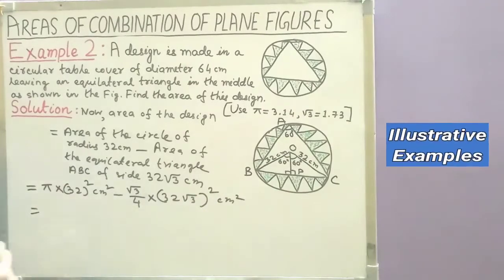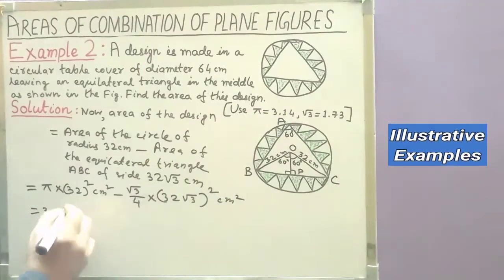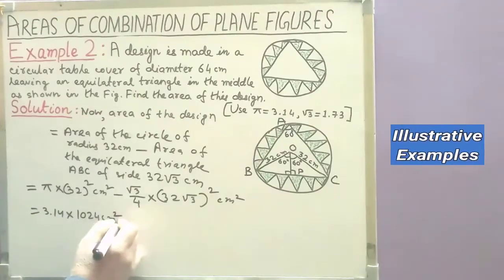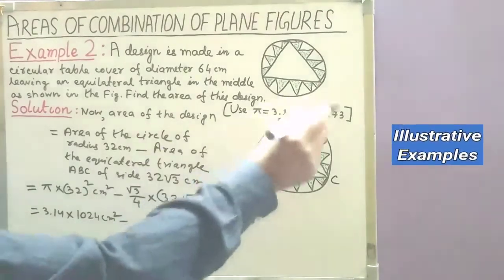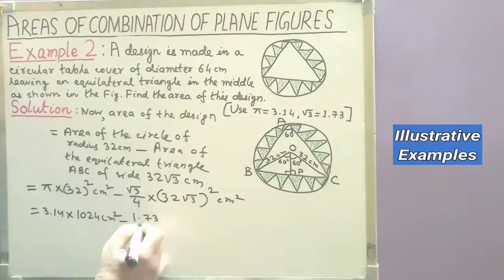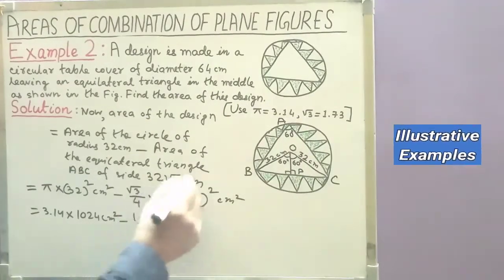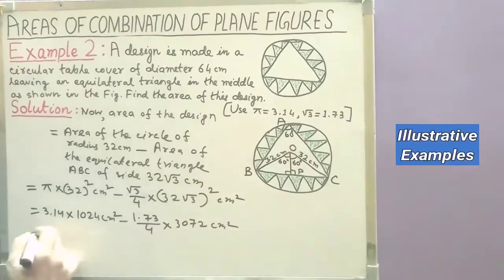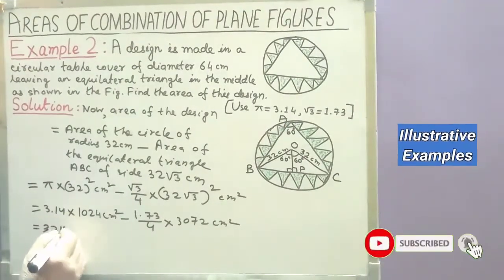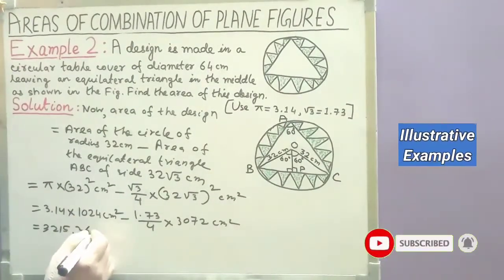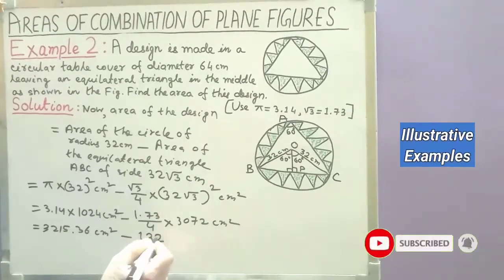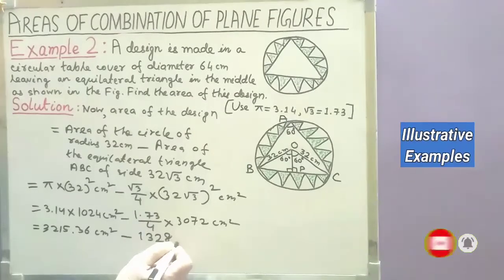that equals, pi equal to 3.14 given, so 3.14 into 1024 centimeter square minus, root 3 equal to 1.73 given, so 1.73 by 4 into 3072 centimeter square, that equals 3215.36 centimeter square minus 1328.64 centimeter square.